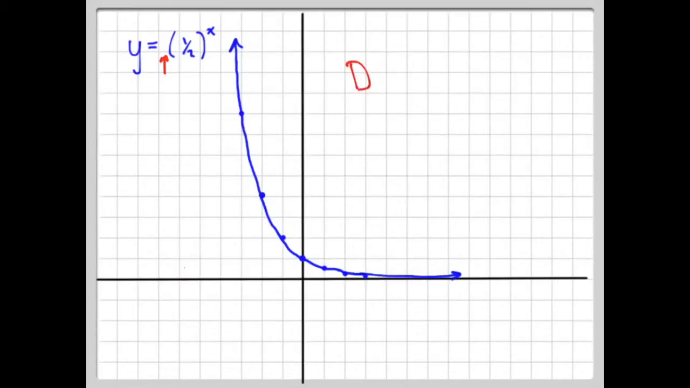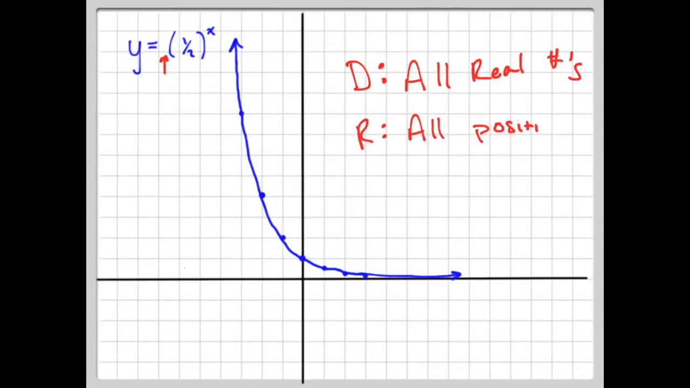Now, what about our domain? Has our set of inputs changed from our exponential growth functions? It hasn't. It's still all real numbers. What about our range? Well, again, we're not able to go below or even hit 0. There's no exponent that I can raise 1/2 to and get a negative number or even 0. So our output is all positive real numbers.